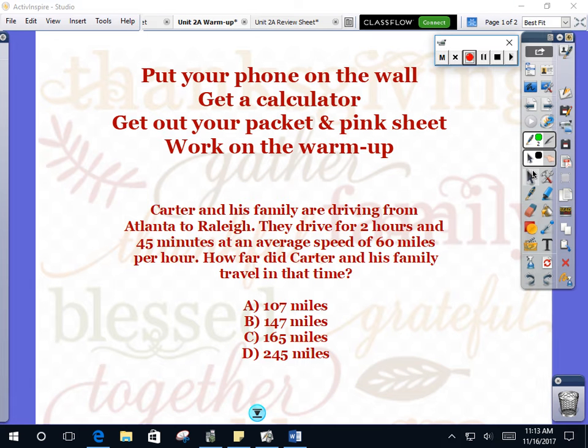Carter and his family are driving from Atlanta to Raleigh. They drive for 2 hours and 45 minutes at an average speed of 60 miles per hour. How far did Carter and his family travel in that time? Anybody think they know?